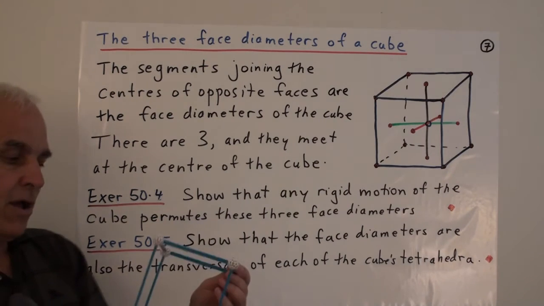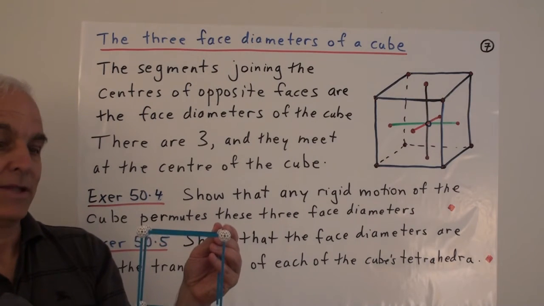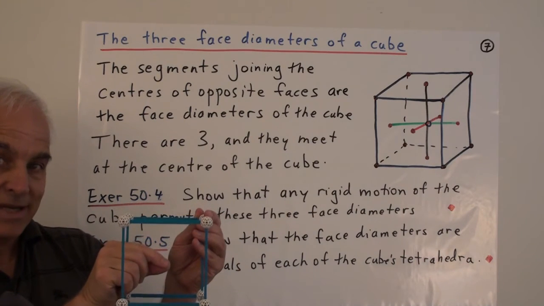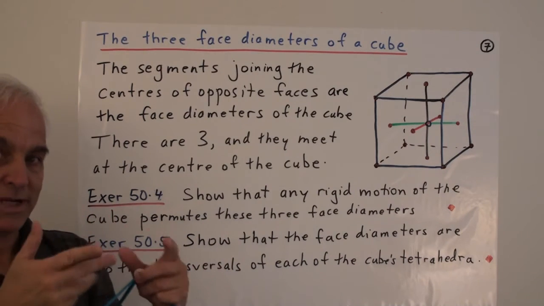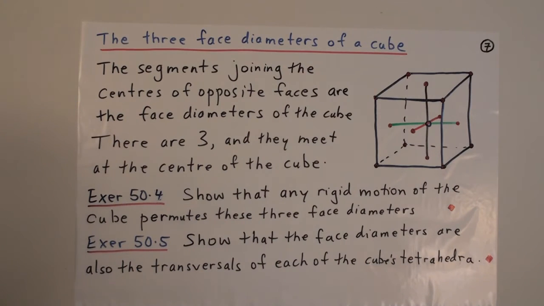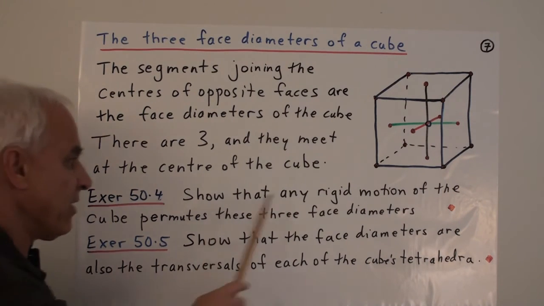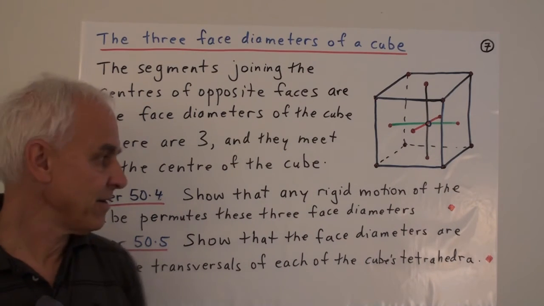And these three are segments which are all perpendicular to each other. I hope that's clear. And they obviously meet at the center of the cube. So these are like three perpendicular axes, if you like, through the center of the cube. And give some thought to this, that any rigid motion of the cube permutes these three face diameters.